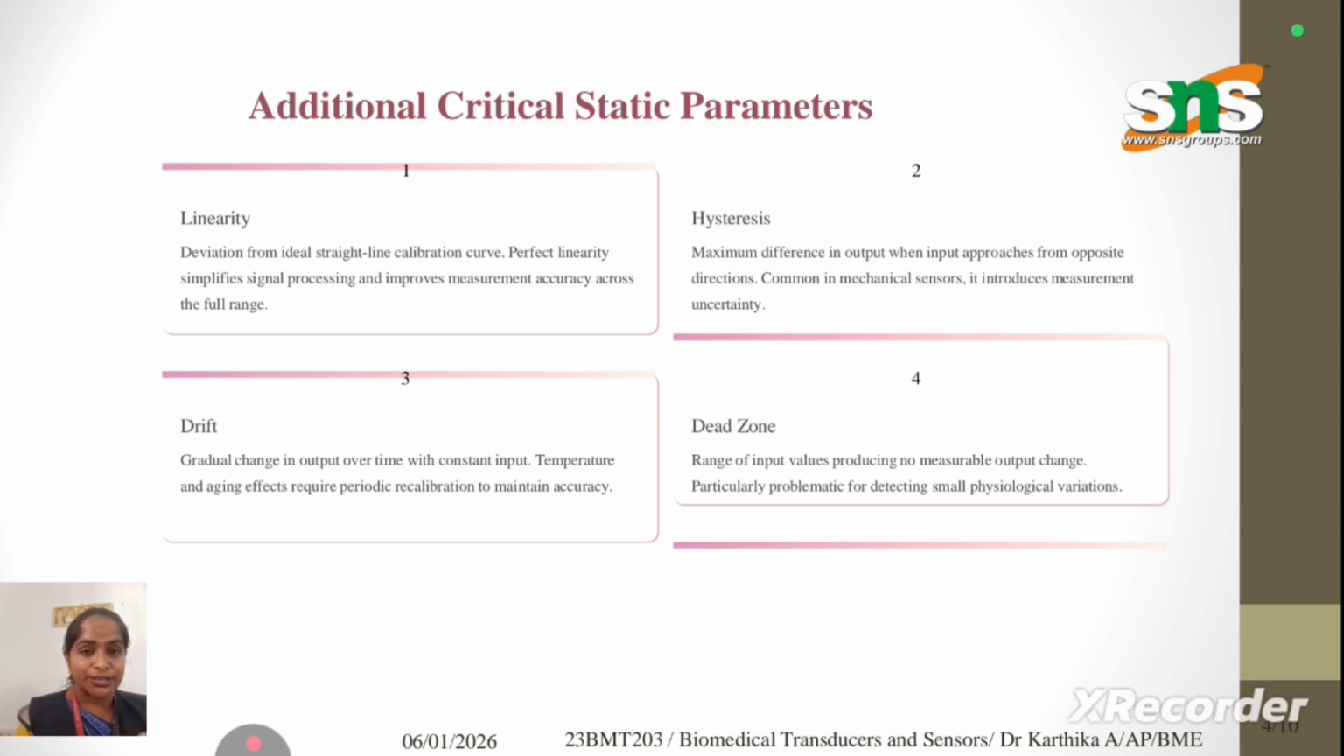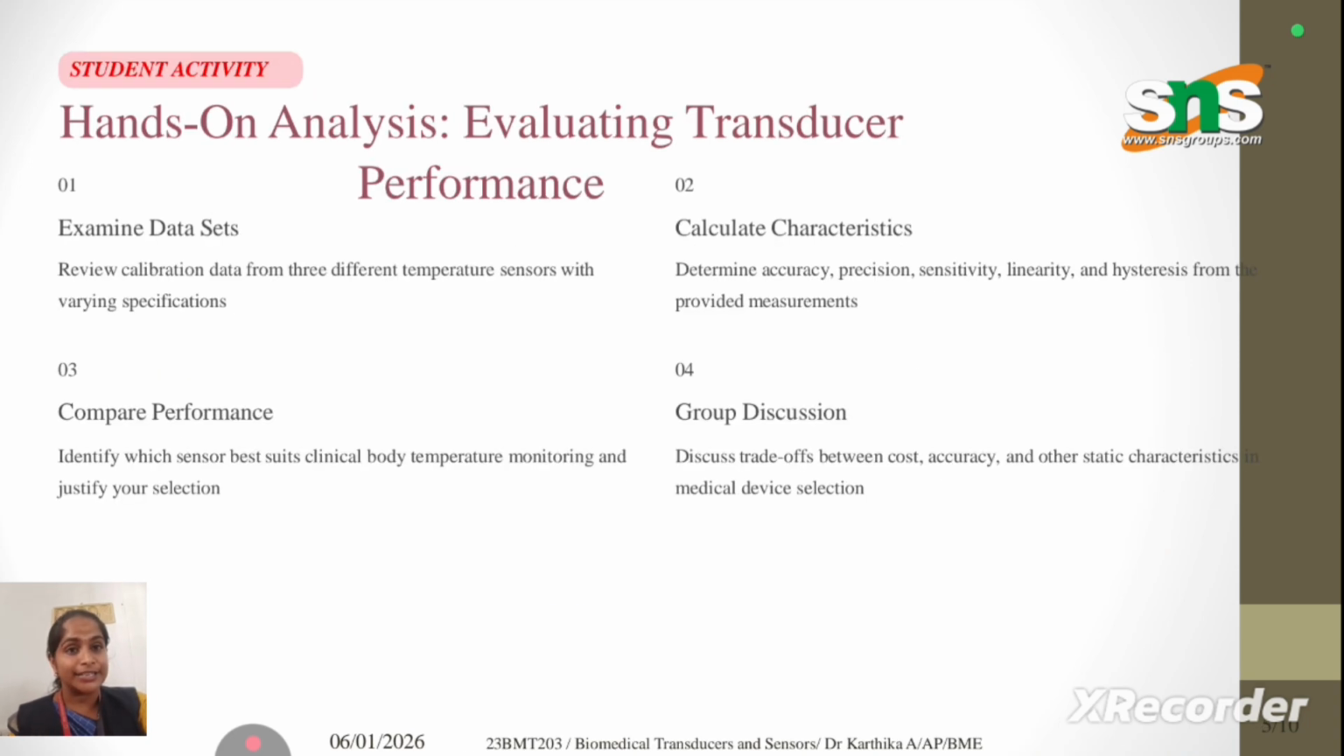Dead zone is the range of input values producing no measurable output change. Here the sensor may produce output, but it is not measurable. Particularly, it occurs in detecting small physiological variations. So additionally we have linearity, drift, hysteresis, and dead zone.